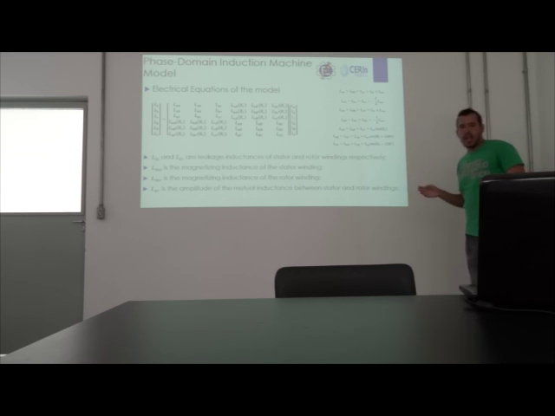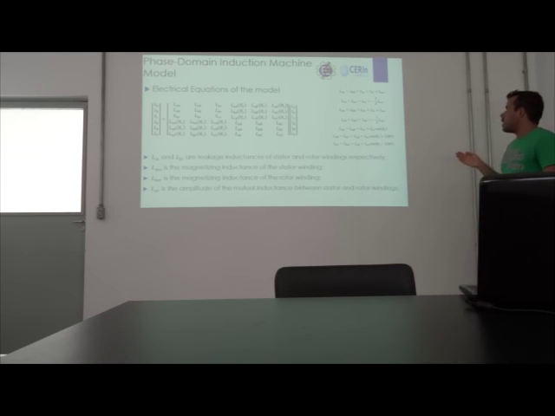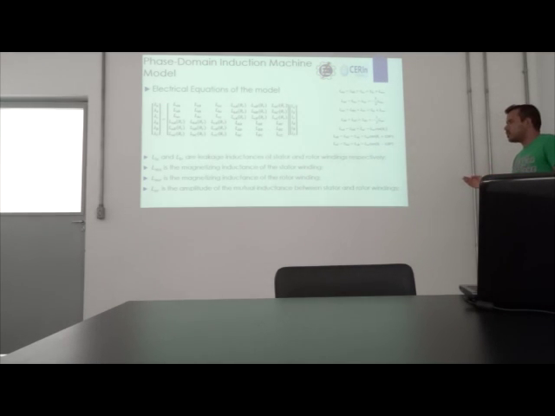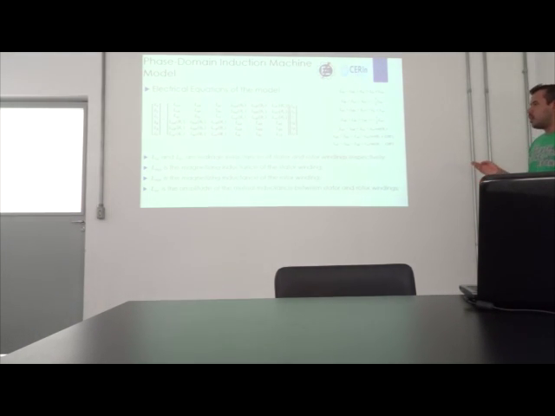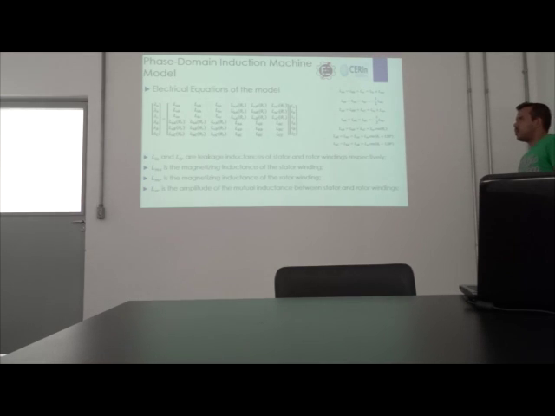All these inductances that I have presented here have a meaning. So, for example, LAA is equal to LBB, and that's equal to LCC, and it's equal to LLS plus LMS, and so on. LLS and LLR are the leakage inductances of the stator and rotor windings respectively. LMS is the magnetizing inductance of the stator winding, and LMR is the magnetizing inductance of the rotor winding. LSR is the amplitude of the mutual inductance between the stator and rotor windings. Okay?